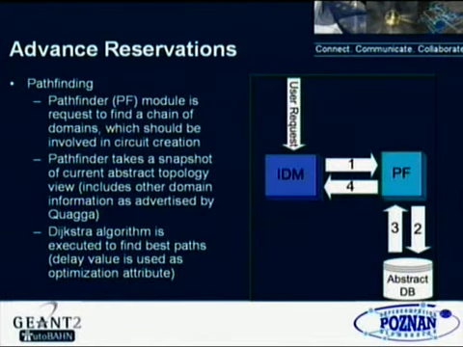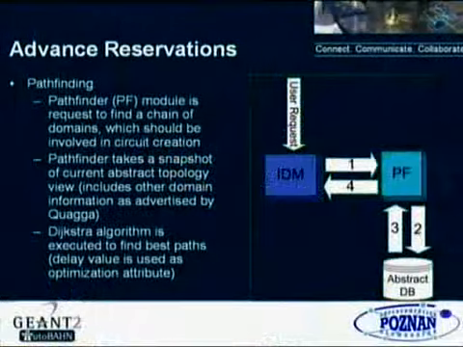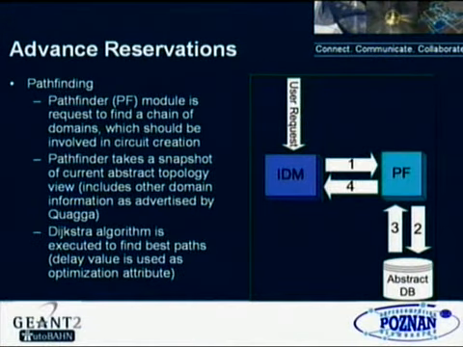Now I'd like to go through the process of reservation, how we do this step by step, based on the functional blocks of the Autobahn system. The process is somehow similar to other solutions for bandwidth management. However, there are some small differences, so I'd like to explain them.